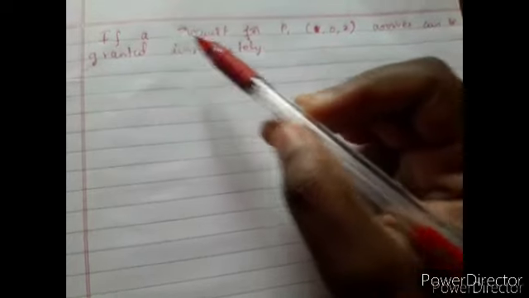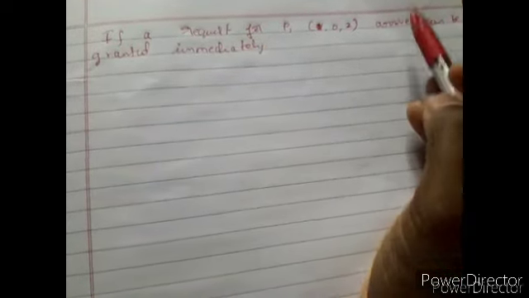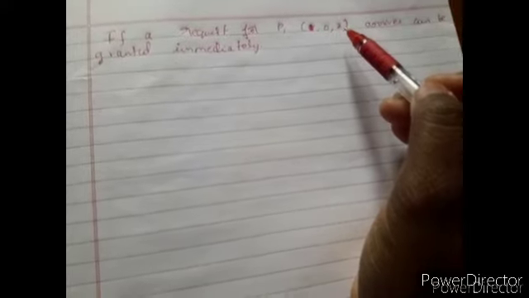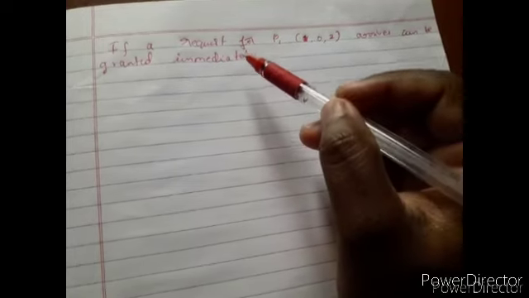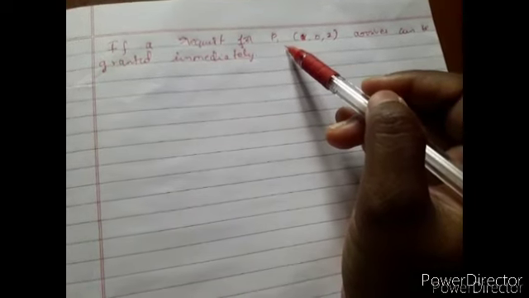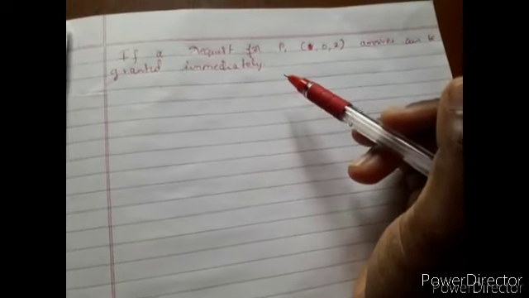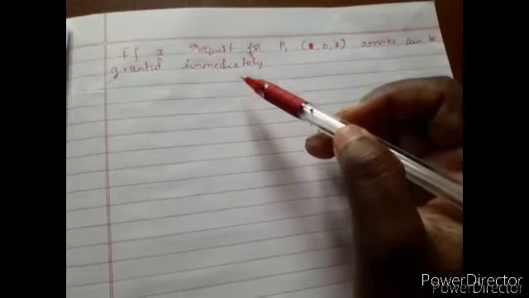Okay, the next problem is, if a request for process P1 arrives, can it be granted immediately? There is a request from process P1. So when there is a request from any process, the system has to apply the safety algorithm to check if I give permission for this process P1, whether my system will go to the safe state. If the system will go to the safe state, then the request for process P1 is granted.